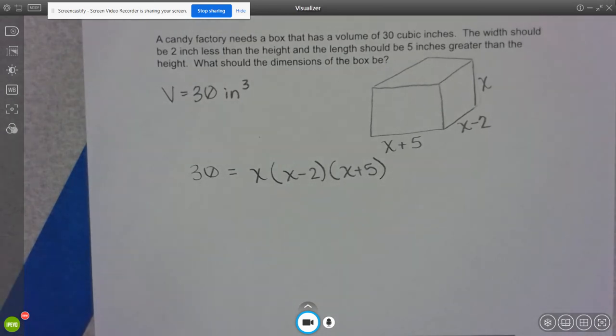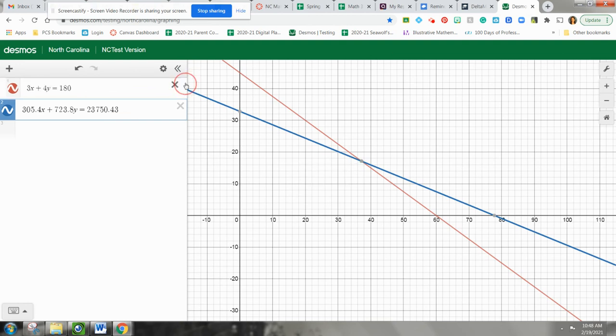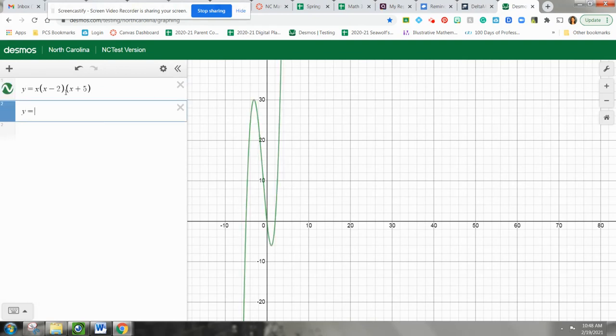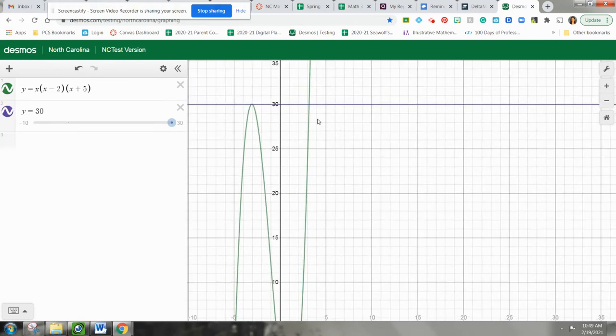And because we have access to Desmos, we're going to come over here. I'm going to get rid of these ones I had before. And I'm going to type it in exactly as I saw it. X times x minus 2 times x plus 5. Oops, sorry. Should be y. And then I'm going to do my second one as y equals 30 because I want my volume to be 30. So in this case, y is our volume. So I'm going to come in here. I see an intersection down here, but since x is our height, it doesn't make sense for our height to be negative. So I'm going to choose the positive intersection.